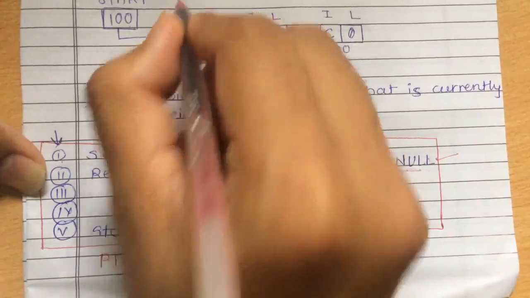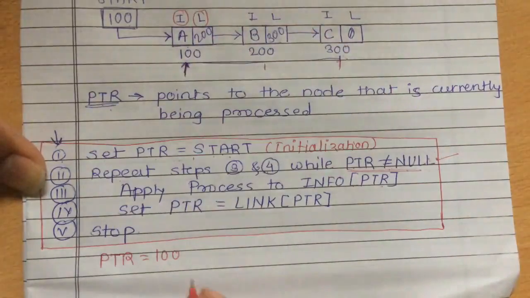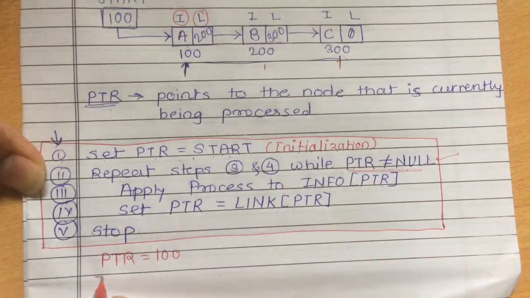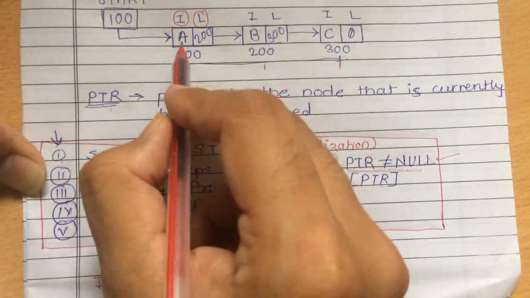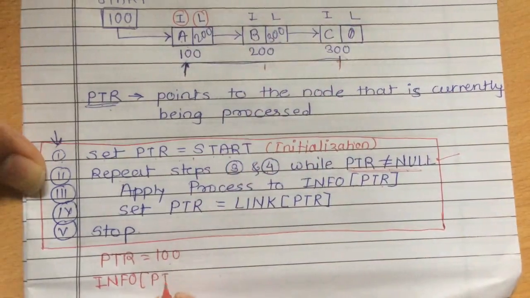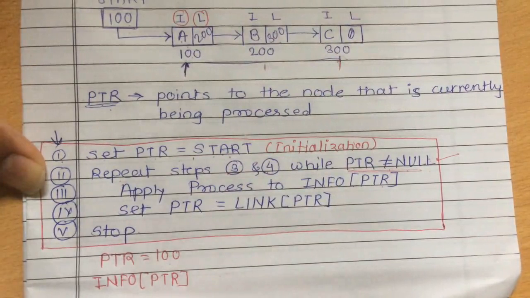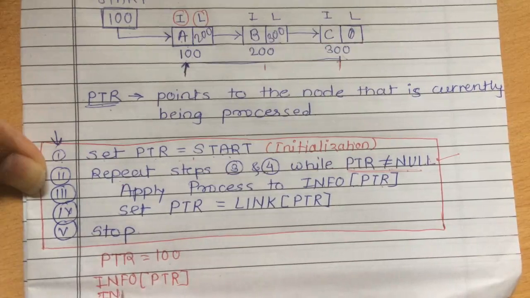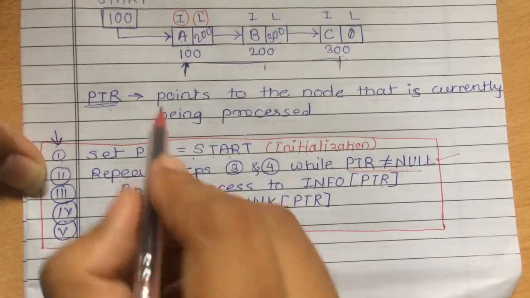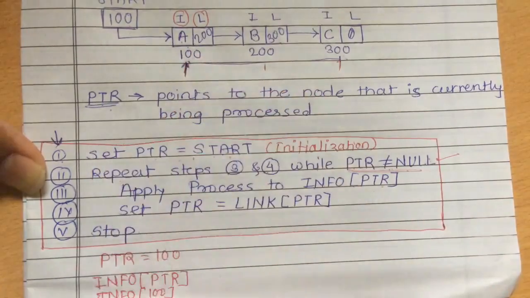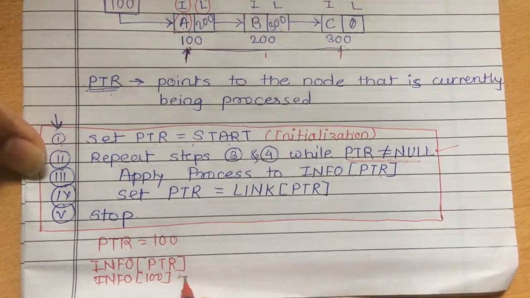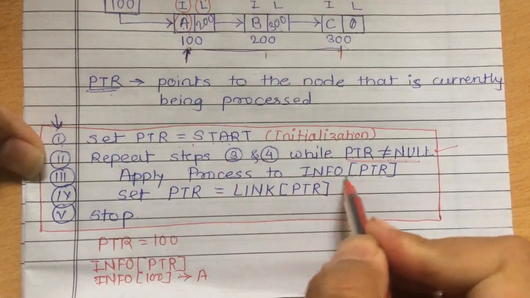This is the info part and this is the link part. So here, info of ptr, as we have already discussed, this is an array, right? This is one array and this is a second array. Info of ptr, that is, the value of ptr is equals to 100, means info of 100. This is the 100 address, 100 over here, and info of 100 is a, right? So the value we get is a. So we have to apply the process on info of ptr.